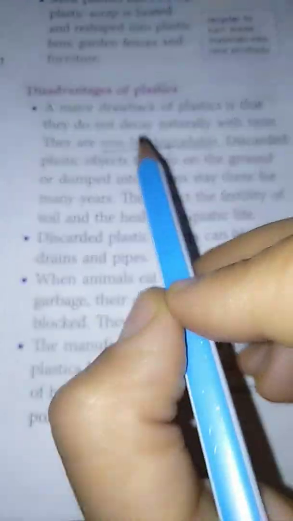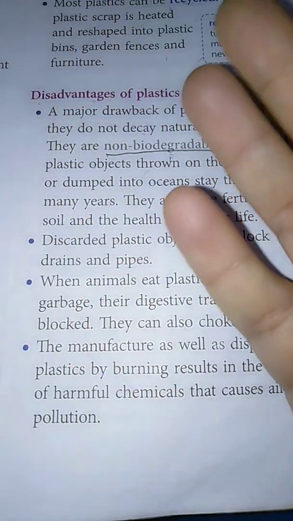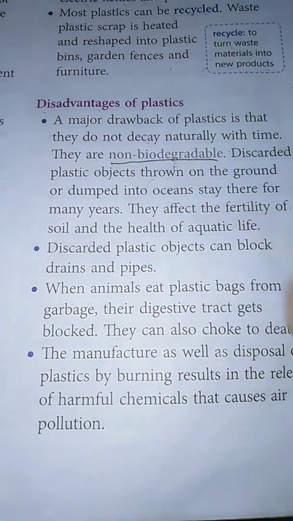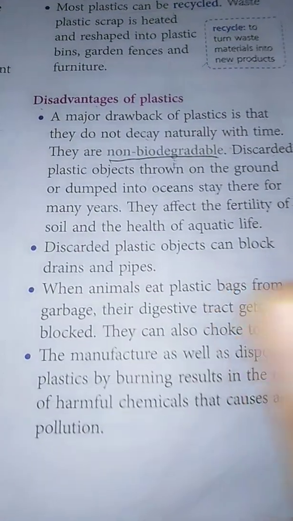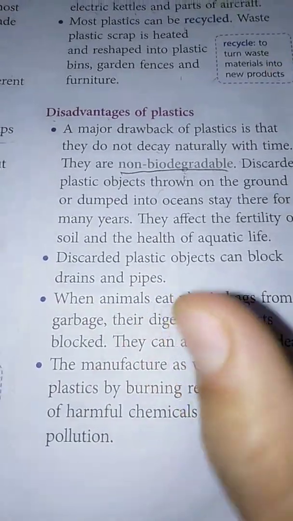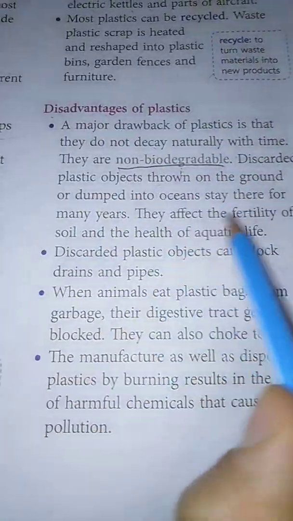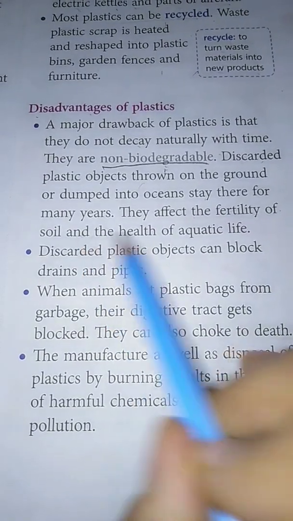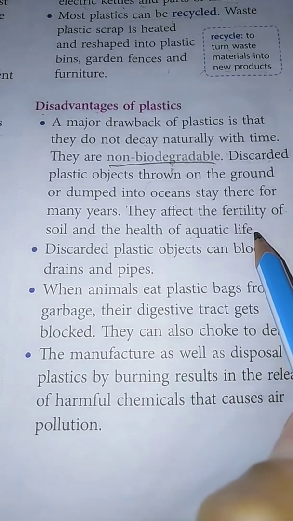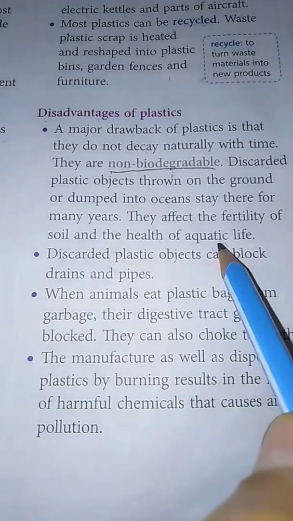All the discarded objects, when we throw plastic outside as waste, it gets into the drain and chokes the drains, and it is very harmful for society. They affect the fertility of the soil and the health of aquatic life. When they go into the rivers, they affect the health of aquatic animals.